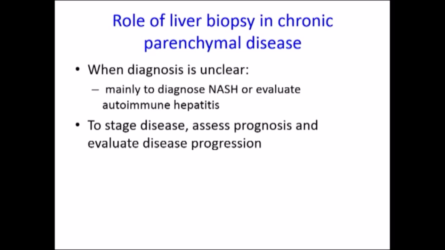And then sometimes we use it to evaluate if we think someone has autoimmune hepatitis. We use it to assess severity of autoimmune hepatitis, because setting that baseline biopsy is very important. Once you put them on steroids, for the decision to take them off steroids, we want to see what the biopsy looks like to make a decision on whether the patient can completely come off steroids or we need to keep them on some low level of therapeutics. So, to stage disease, assess prognosis, and to evaluate disease progression.